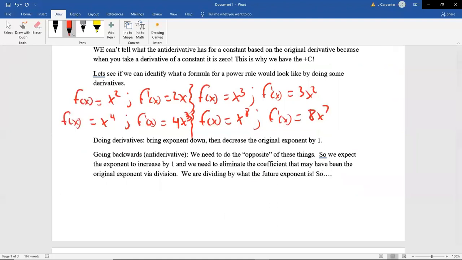So, the power rule for integration. Let's put all of that together. The integral. So this is the symbol for integral.